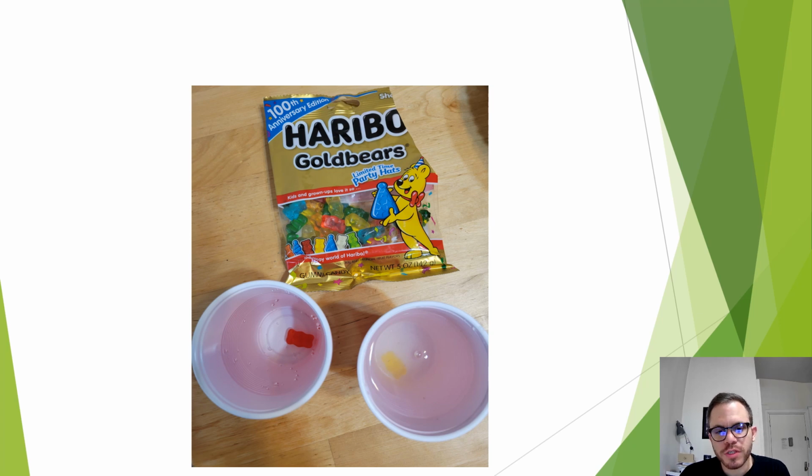In this picture, we see the two solutions and the two gummy bears that are placed in the solution. On the left side, we have the gummy bear placed in a tap water solution, a little more clear solution. On the right side, we see the gummy bear placed in a salt water solution with a higher concentration of salt. And we see how it's not that visible, the gummy bear in the cup.